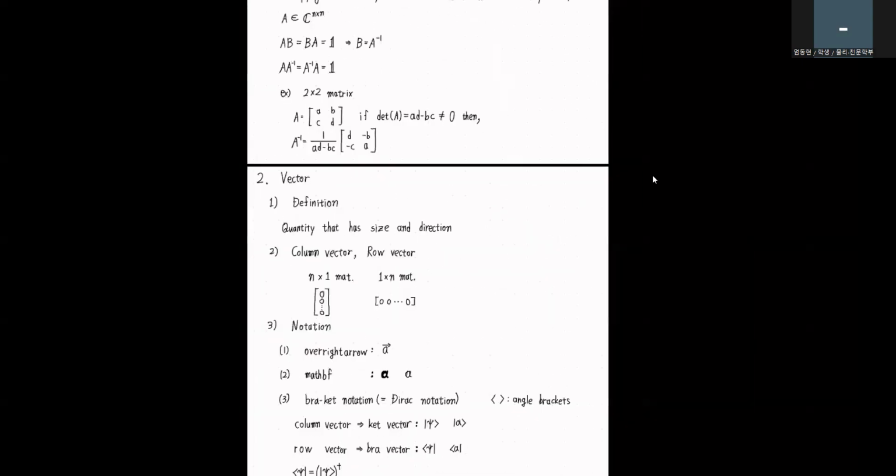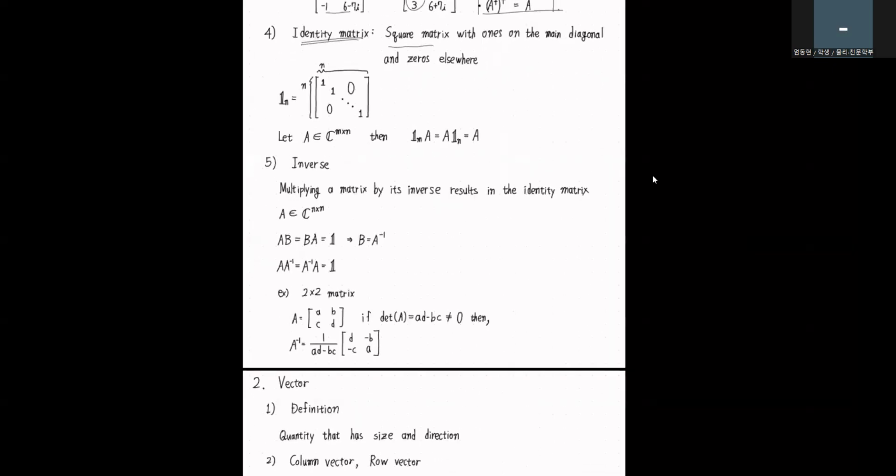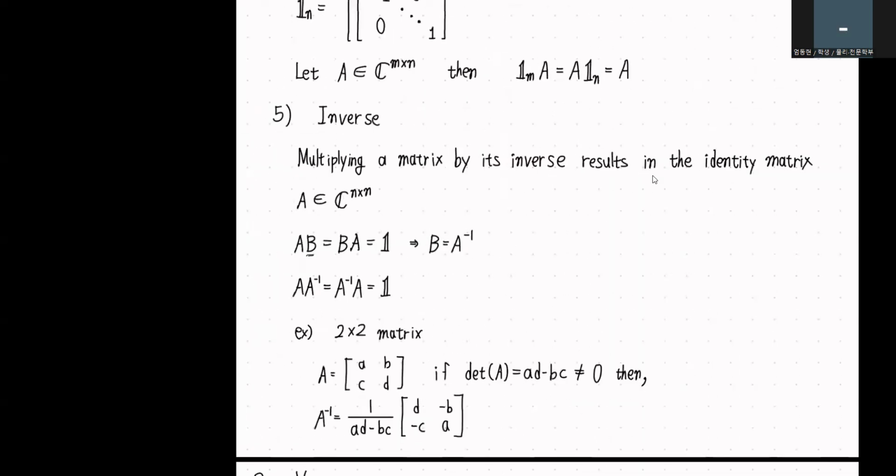Moving on, we can also define the inverse of a matrix, which is the matrix that gives you the identity matrix when multiplied by the original matrix. So it's defined as the matrix B, which satisfies the property that A times B is equal to B times A, is equal to the identity matrix.